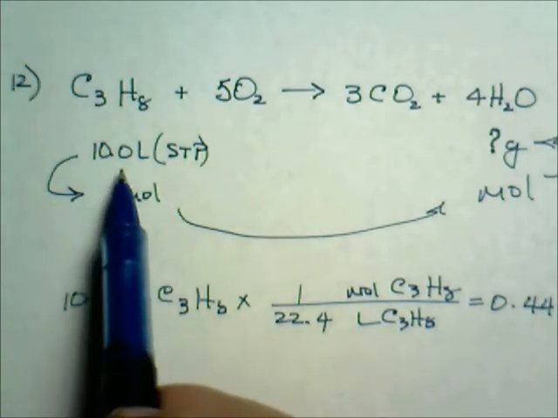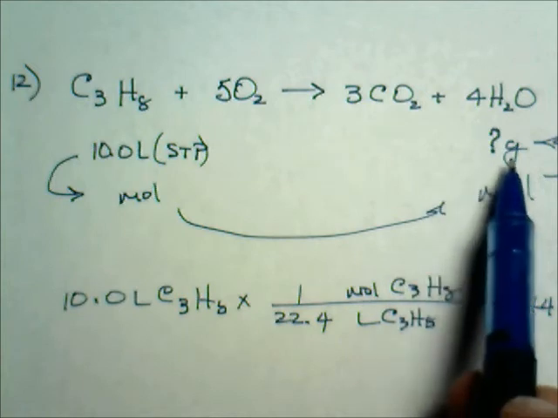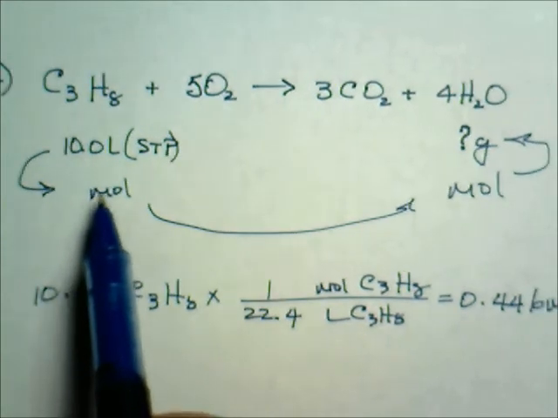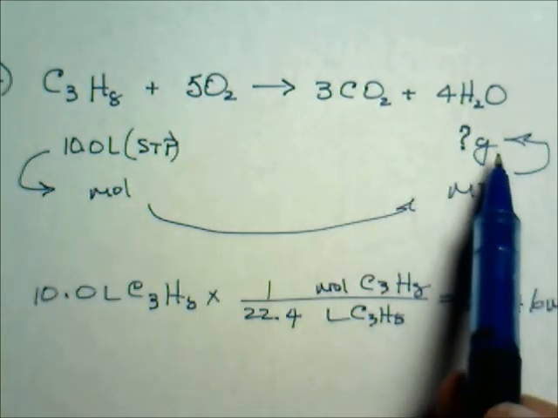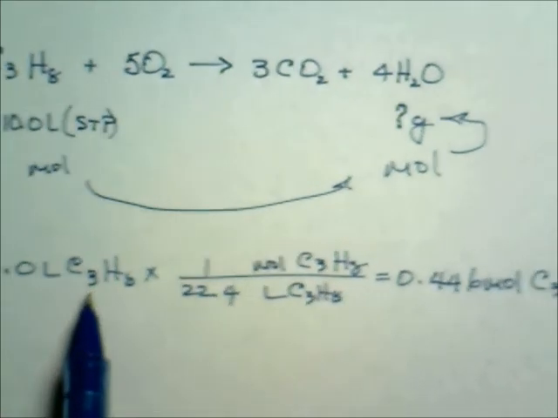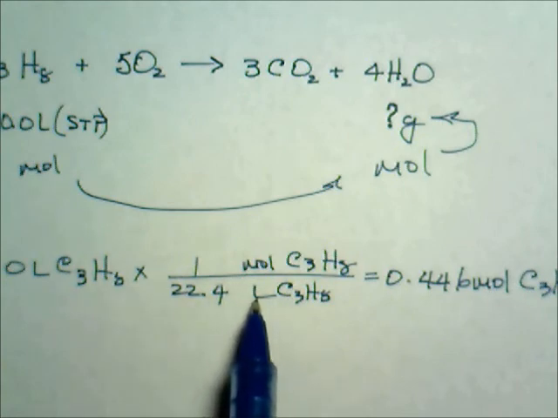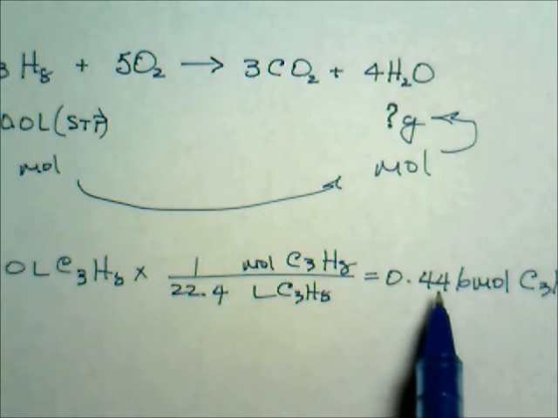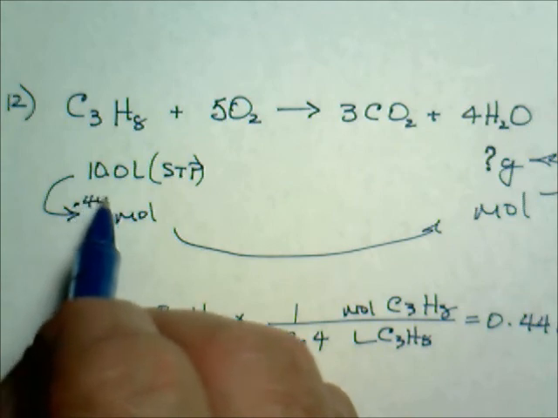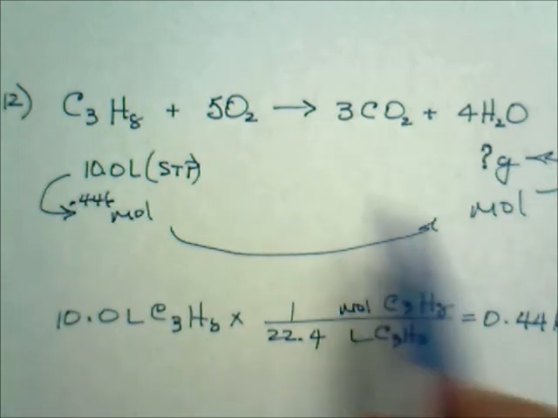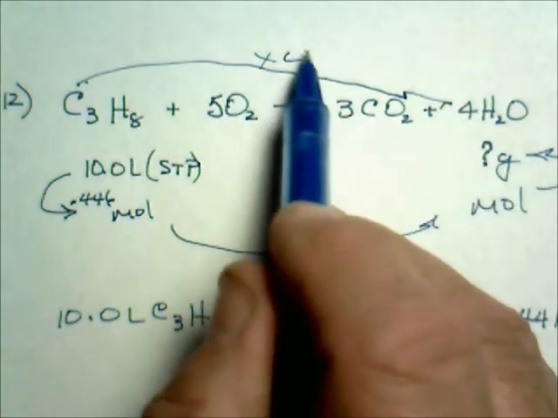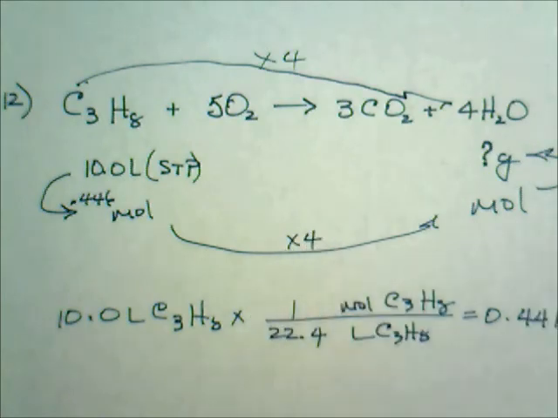Okay, number 12, we're given 10 liters of propane, and we're looking for the grams of water that's produced. And you know the drill. We go from liters to moles, find moles of what we're looking for, and convert it back into grams. We start off with 10 liters of propane. We multiply by a conversion factor with liters on the bottom, moles on the top, and we get 0.446 moles of propane. Now notice the mole ratio. To get from a 1 to a 4, we're going to multiply by 4.